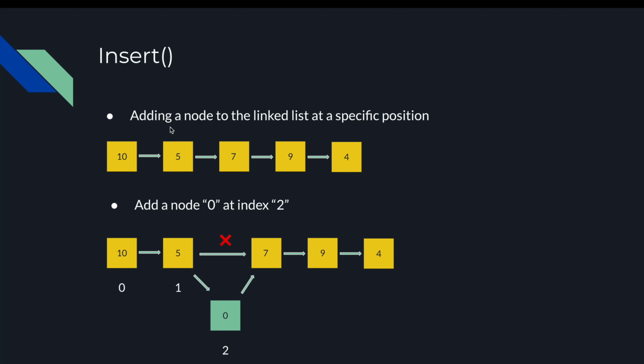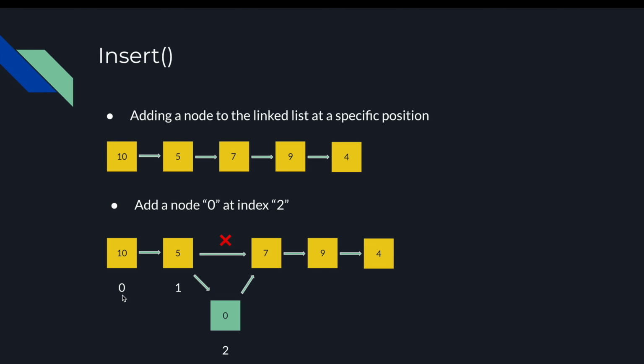This method works by adding a node to the linked list at a specific position. For example, this is my given linked list and we have to add a node that has value 0 at index 2. Now if I iterate over this linked list, then currently we have node 7 at index 2, right? Now to add 0 at index 2, we have to make sure that the node at index 1 points to this new node that has value 0 instead of directly pointing to node 7. And this new node will point to node 7. In this way, we will be able to insert a new node at the given index.